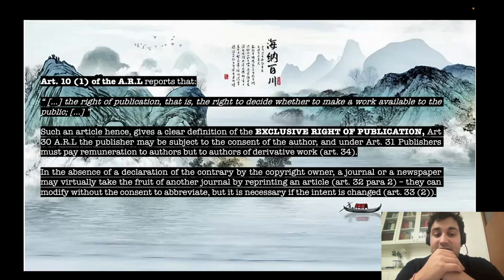In the absence of a declaration to the contrary by the copyright owner, a journal or newspaper may reprint an article and take the fruit of another journal. Article 32, paragraph 2: they can modify without the consent, but it's necessary if the intent is changing the authorization. This one is under Article 33, subsection 2.